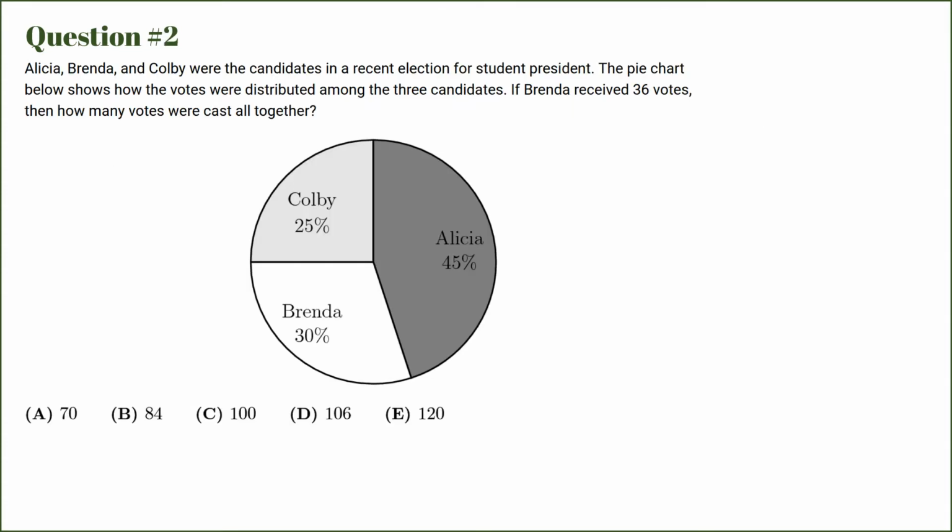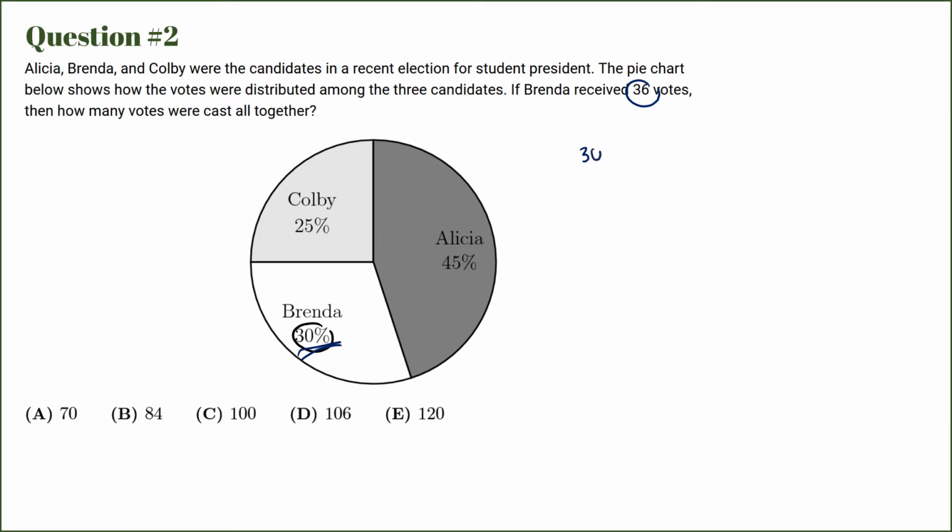Question 2 states, Alicia, Brenda, and Colby were the candidates in a recent election for student president. The pie chart below shows how the votes were distributed among the three candidates. If Brenda received 36 votes, how many votes were cast altogether? So Brenda got 30% of the votes, right? And 30% equals 36 votes.